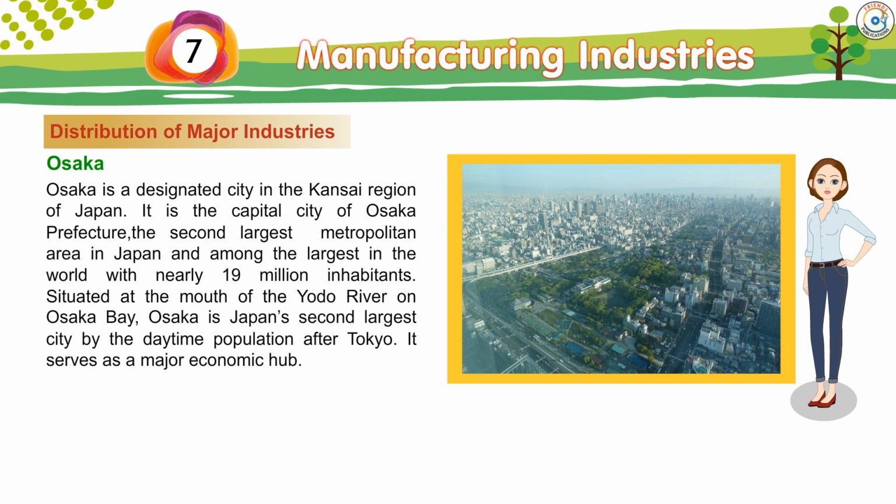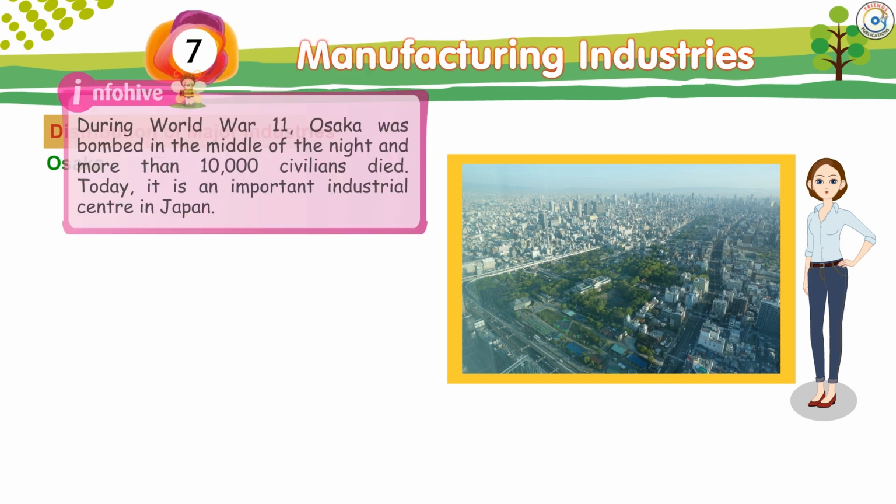Osaka. Osaka is a designated city in the Kansai region of Japan. It is the capital city of Osaka Prefecture, the second largest metropolitan area in Japan, and among the largest in the world with nearly 19 million inhabitants. Situated at the mouth of the Yodo River on Osaka Bay, Osaka is Japan's second largest city by daytime population after Tokyo. It serves as a major economic hub.